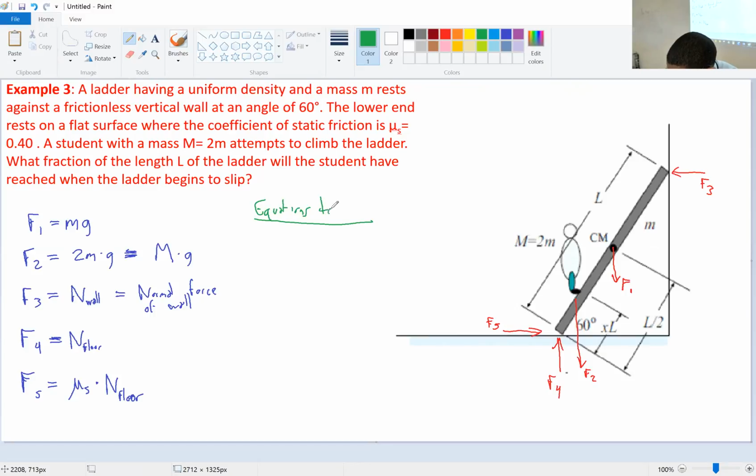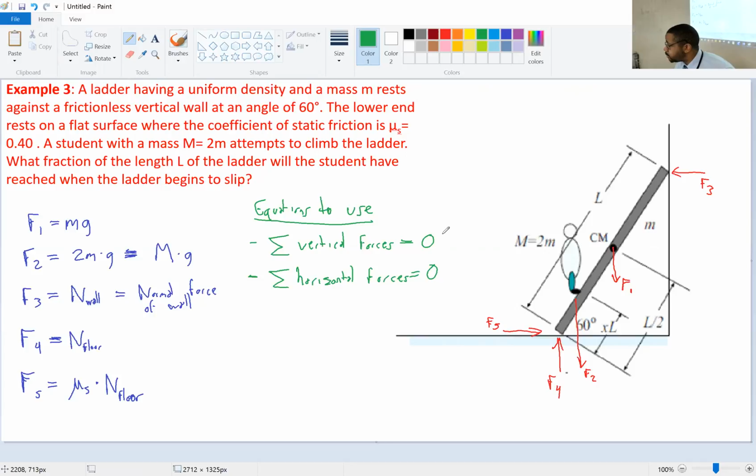Equations to use, so we can use the sum of the vertical forces, set that equal to, equilibrium, we have the sum of the horizontal forces. So those are two easy ones.